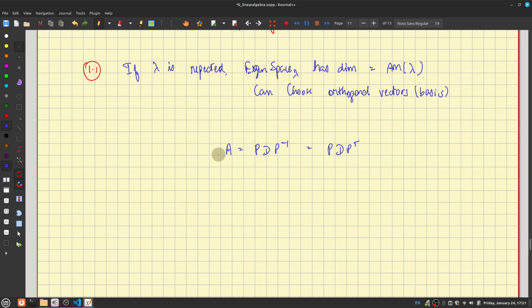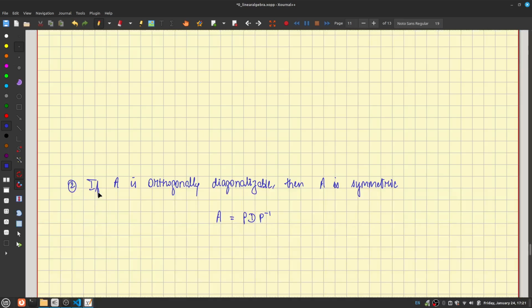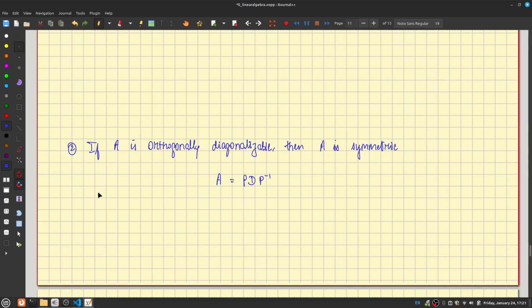If a matrix is orthogonally diagonalizable, then it must be symmetric. So if A is orthogonally diagonalizable, then A must be symmetric, and this is easier to see. If it is orthogonally diagonalizable, then it means that I can choose a basis of eigenvectors which are orthonormal, correct? Then what is P inverse equal to? It's equal to P transpose. So A is equal to P D P transpose. But what is A transpose equal to in this case? Here I'm only assuming that A is orthogonally diagonalizable, so I can construct a P such that P transpose is equal to P inverse.